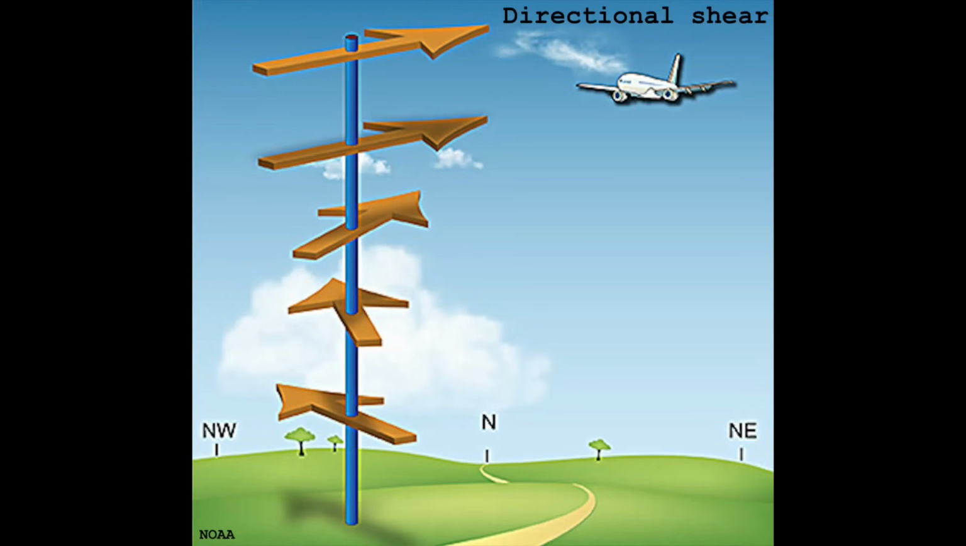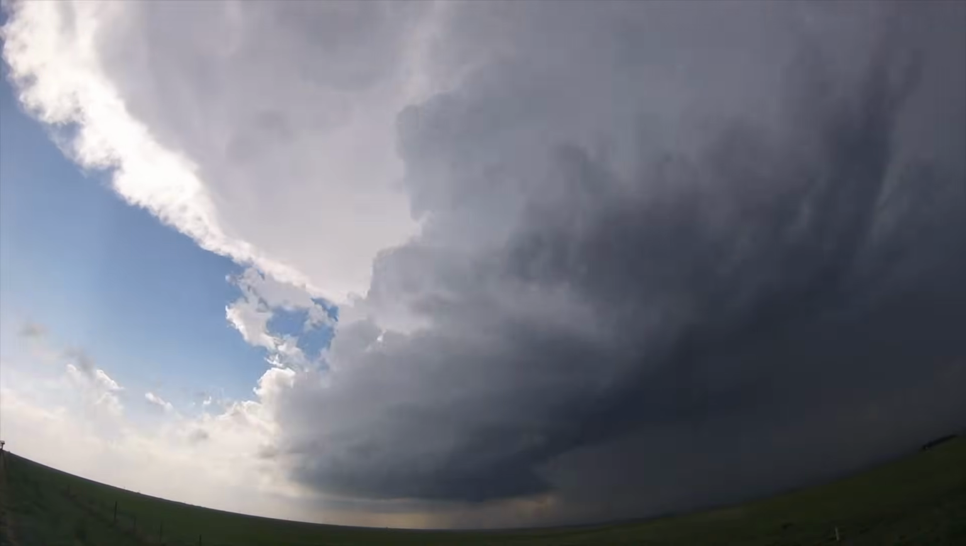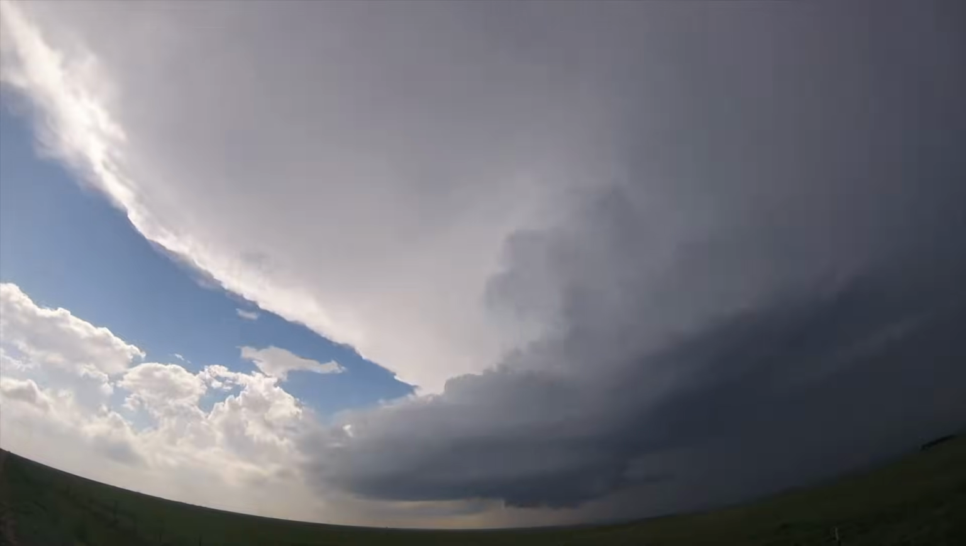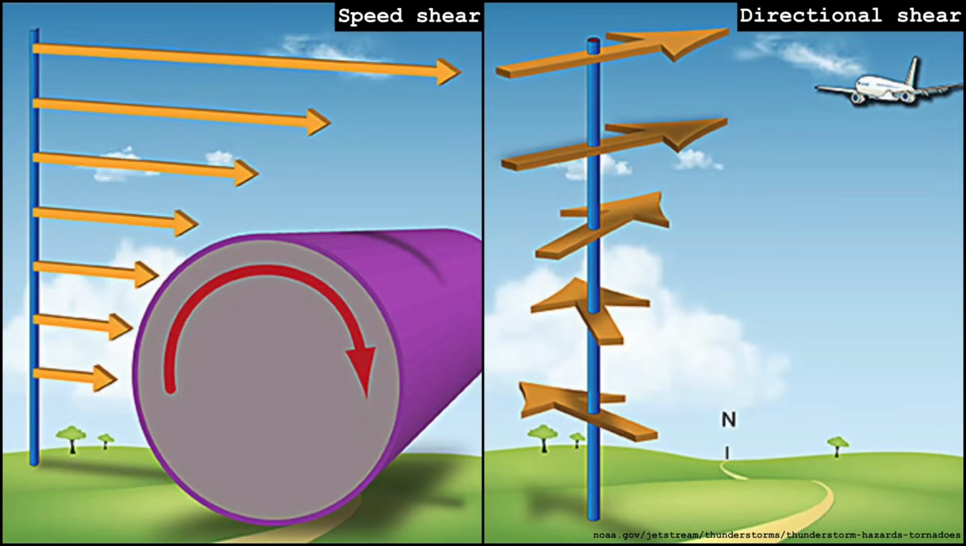Directional shear is important because it allows the storm to rotate. And rotating thunderstorms can produce those severe hazards like large hail and tornadoes. Those are storms that are called supercells. Supercells have an updraft that rotates, and that is due to directional shear. So speed shear and directional shear, both are important. To have both in an environment is optimal.